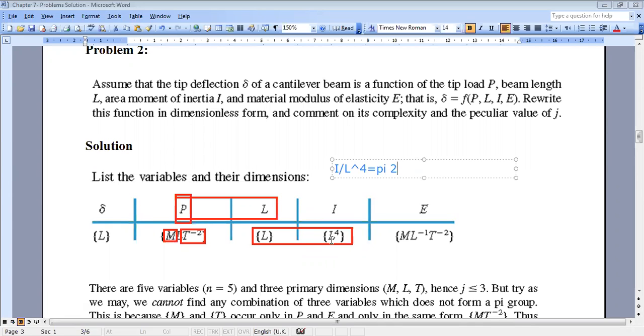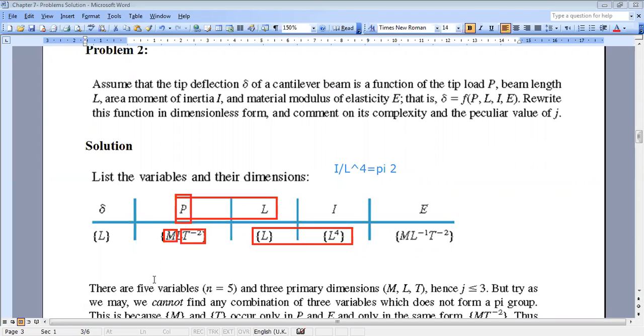Yes. Okay. So now the third group is formed between P, L, and E. Now also here, if you want, we can do the analysis by ABC analysis. Or sometimes if the group is very simple you can do what is called the inspection method.